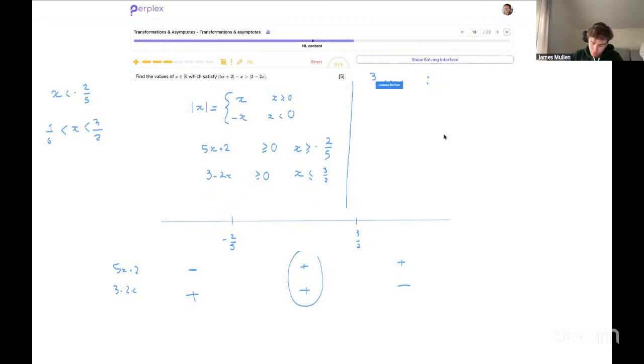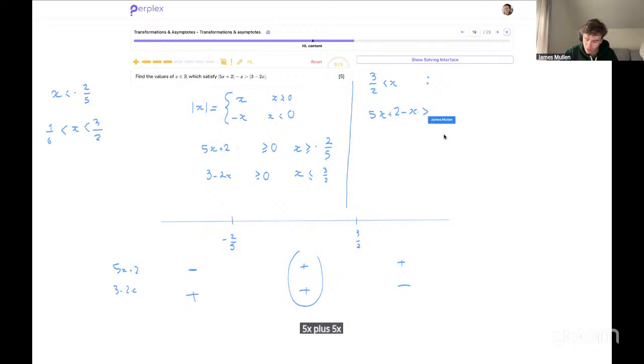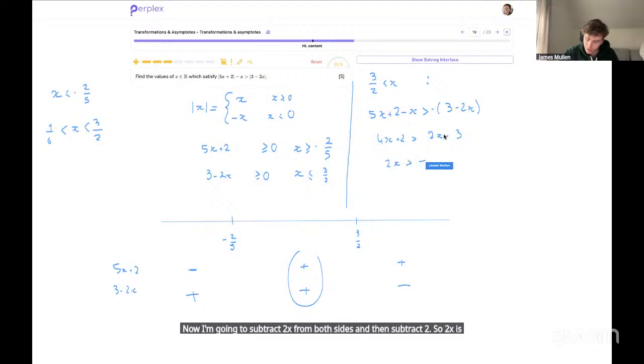We did the last interval, which is 3 over 2, so x greater than 3 over 2. In which case, 5x plus 2 is positive, but 3 minus 2x is negative. So what do I have? I have 5x plus 2 minus x is greater than negative 3 minus 2x. Okay, so 4x plus 2 is greater than 2x minus 3. Now I'm going to subtract 2x from both sides and then subtract 2. So 2x is greater than minus 5.